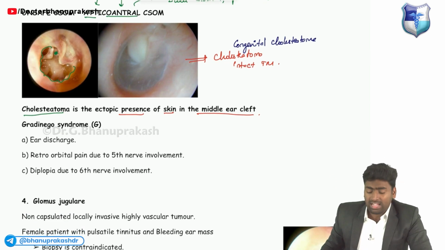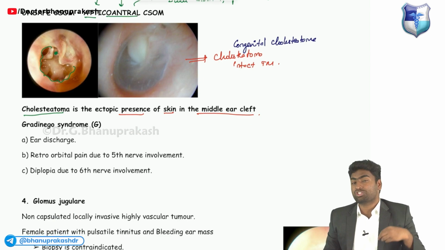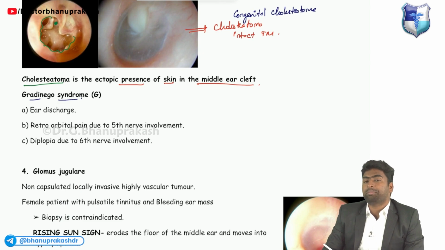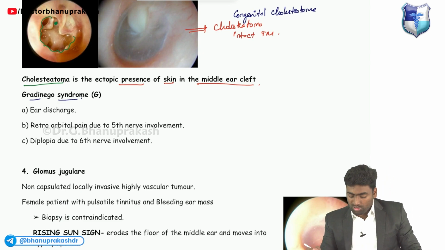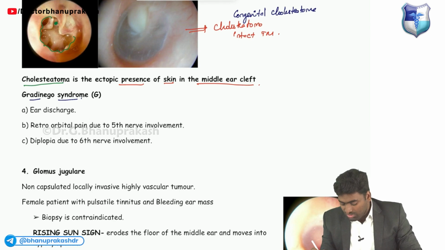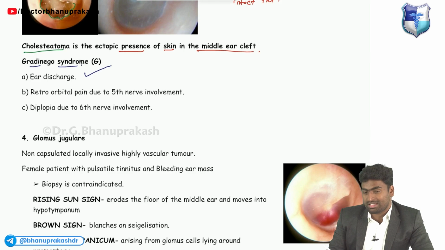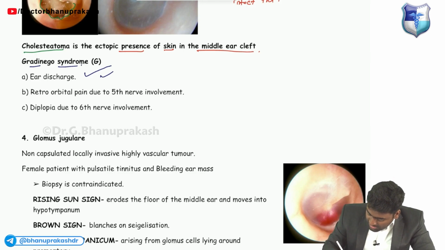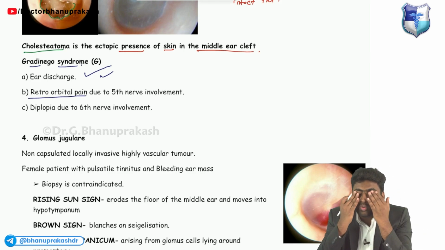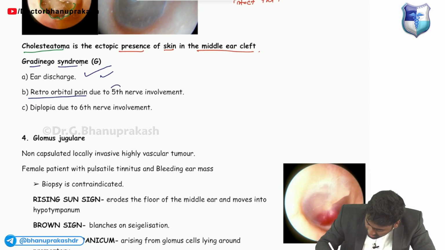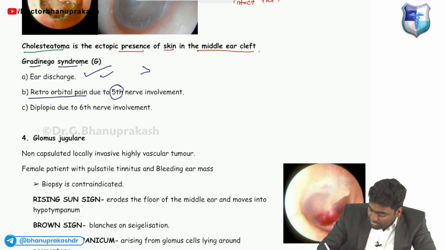Okay. Next, this atticoantral type of CSOM can also be complicated with one more syndrome which is known as Gradenigo syndrome. It can involve the petrous part of the temporal bone and it can lead to the following complications. So what can it do? Obviously it is a complication of the CSOM. It will produce ear discharge. Ear discharge will be there. Then there will be retroorbital pain, pain behind the eye, because of the involvement of the fifth nerve. Because this petrous part is in relation to the fifth and the sixth nerve.